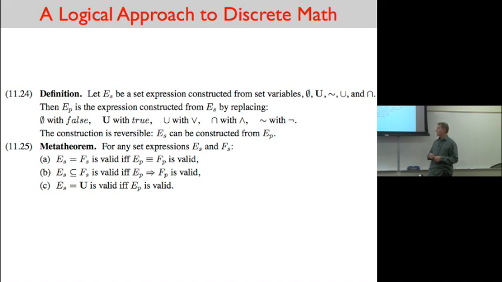Now when you do that, E sub p becomes a Boolean expression. So notice that the types of E sub s and E sub p are different. E sub s is a set expression and E sub p is a Boolean expression. I guess S for set, P for predicate logic, predicate calculus. And the construction is reversible. In other words, you can go either way.